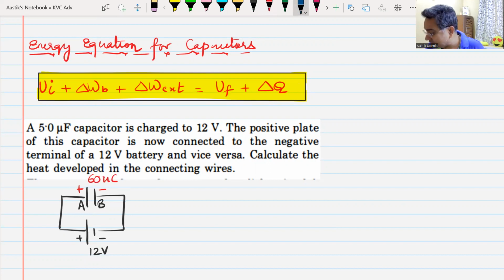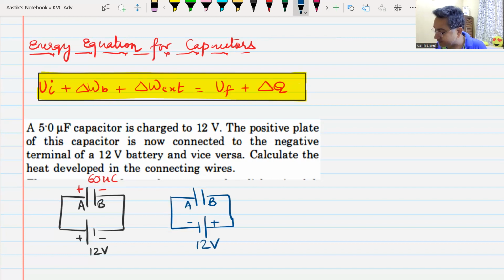Now I come to the second case. In the second case, the positive terminal of the capacitor is connected to the negative terminal of the battery and vice versa. So the battery has been reversed. This is the negative terminal, this is the positive terminal, 12 volt battery. This is A, this is B. Now this plate will get positively charged and this plate will get negatively charged. The charge magnitude is again the same because the battery has not changed. We have to find out the heat developed in this wire. This was the initial configuration and now the configuration has changed like this.